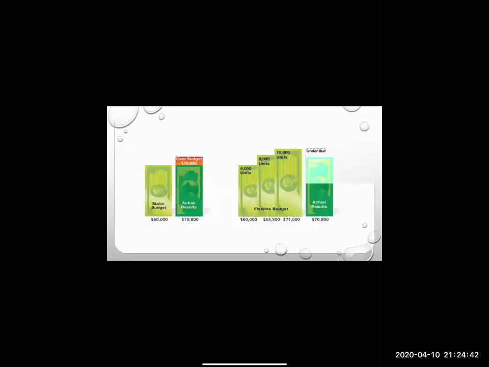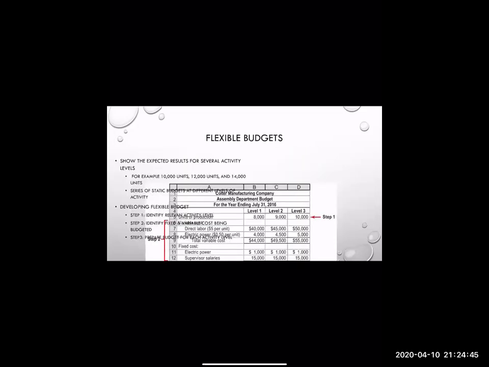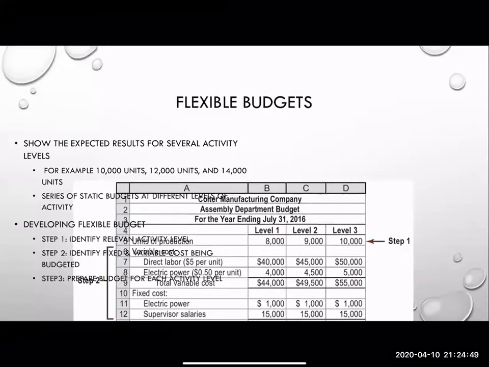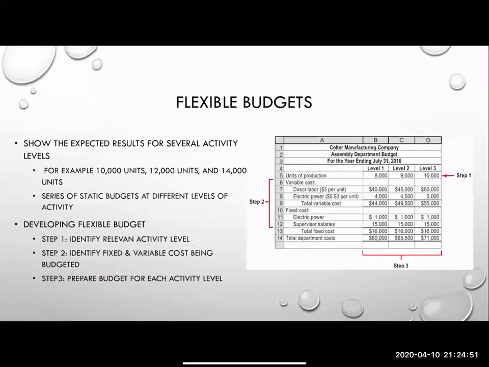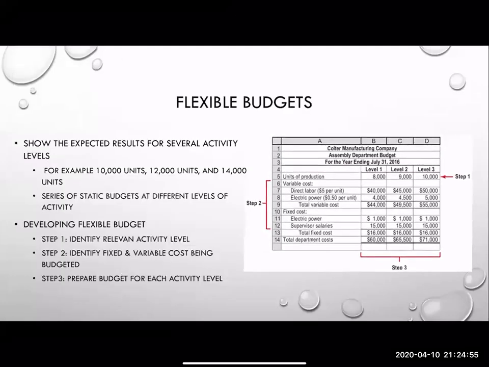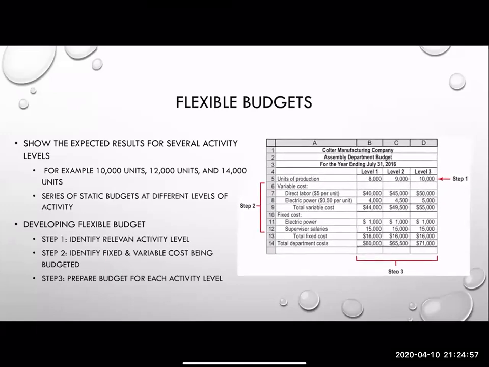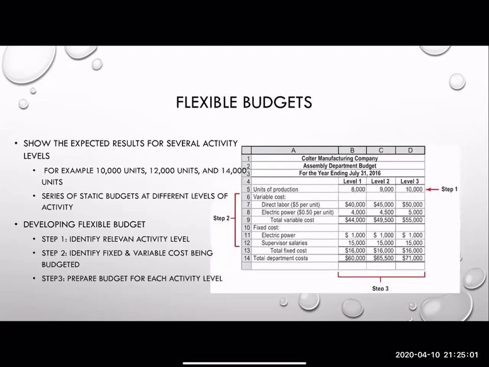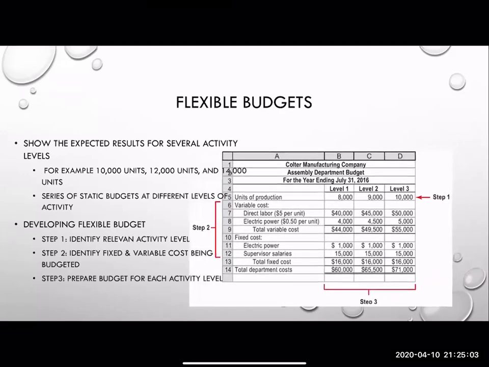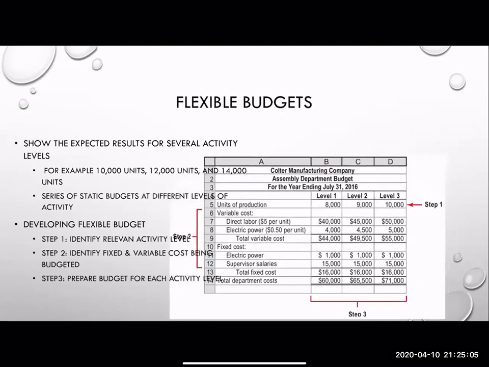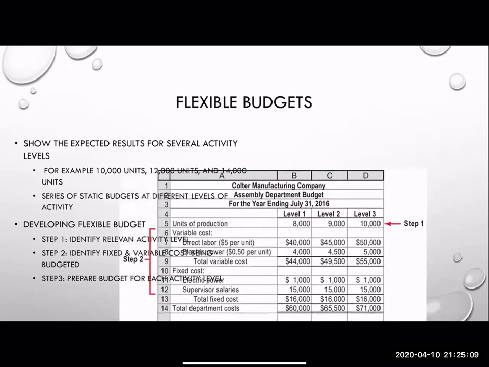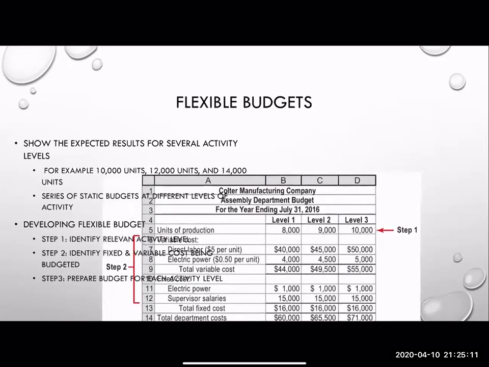Sorry, my screen is a little messed up. All right, so here it is. What you see here is the flexible budget at these different levels. Again, you have maybe 8,000, 9,000, 10,000 units, right? I'm not sure why this is sliding over here like this, but I'm going to let it go. So it's a series of static budgets at different levels.